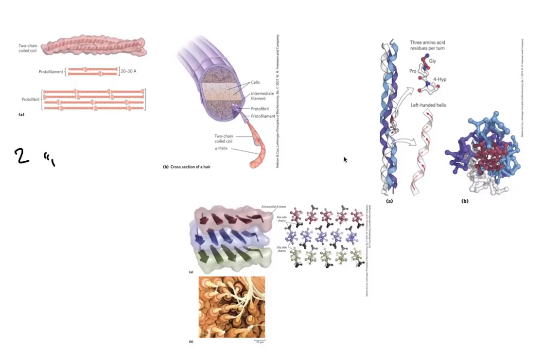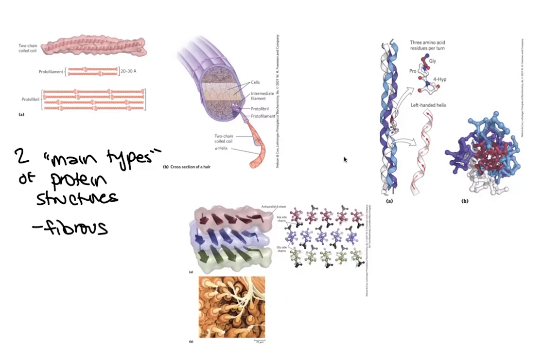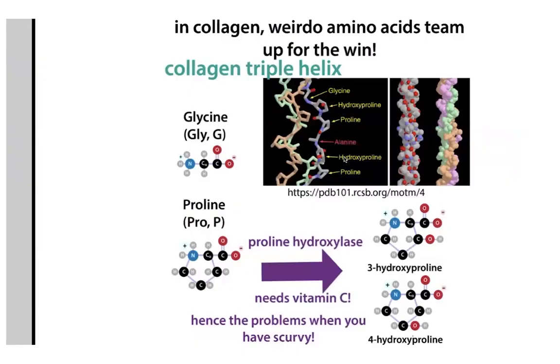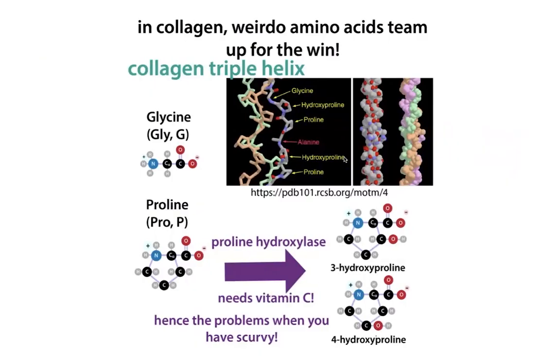There's two main types of protein structures. So we have the fibrous, and then we have the globular. And so on this page are some examples from your book of the fibrous type. So we can talk about keratin. We can talk about silk and collagen. So we looked at collagen a bit when we talked about the secondary structure and how it had that weird left-handed triple helix as opposed to our normal right-handed alpha helix.